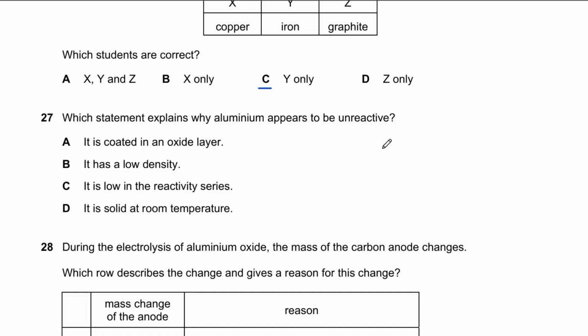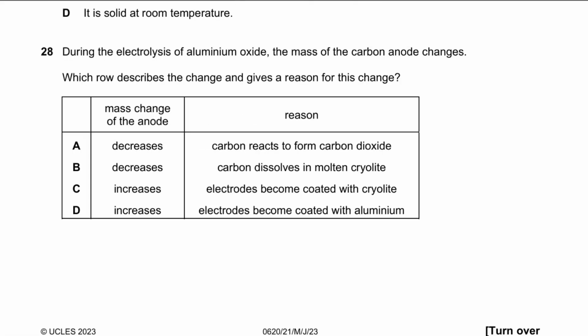Question 27. Which statement explains why aluminum appears to be unreactive? Aluminum appears to be unreactive because it has a protective oxide layer. Whenever aluminum is exposed, it reacts with oxygen and forms an oxide layer that protects it from reacting, and so it appears to be unreactive. So option A is the correct answer.